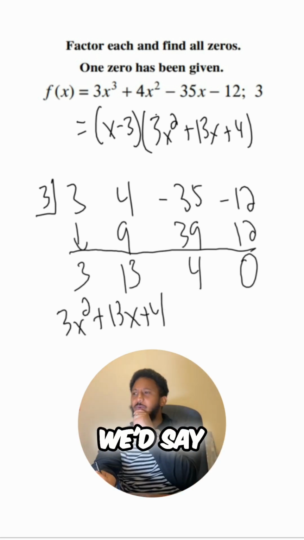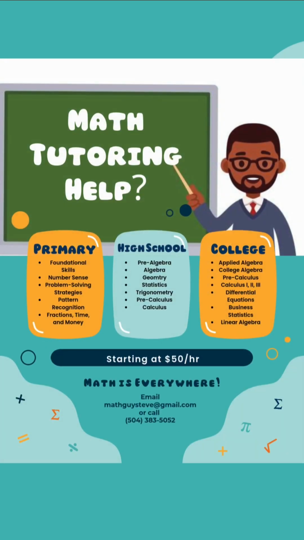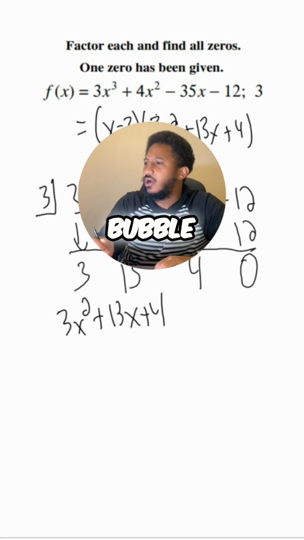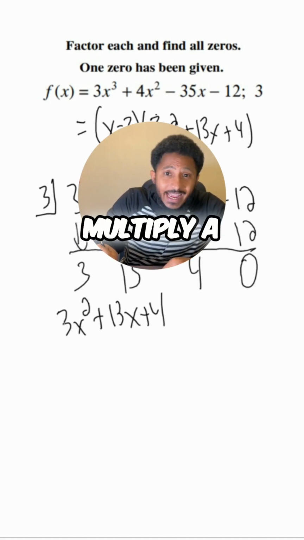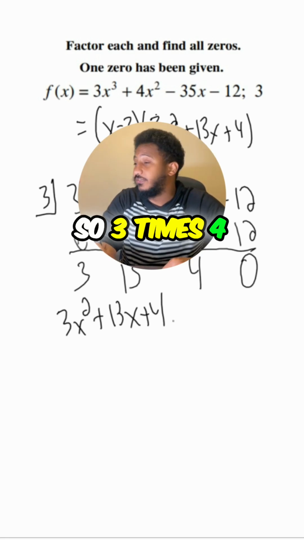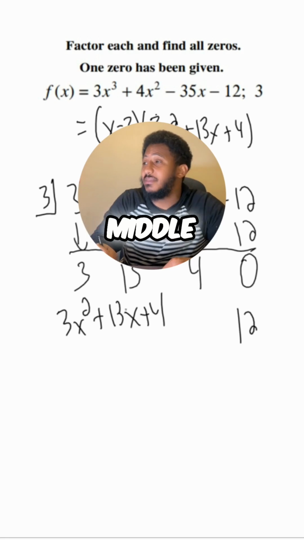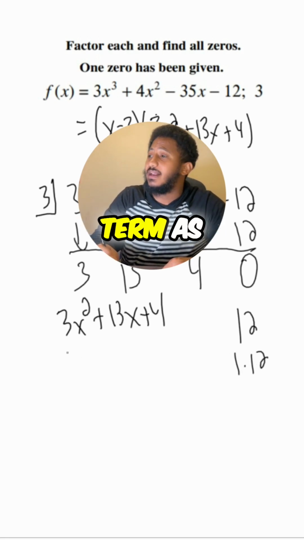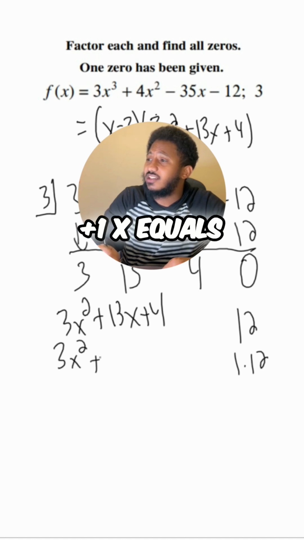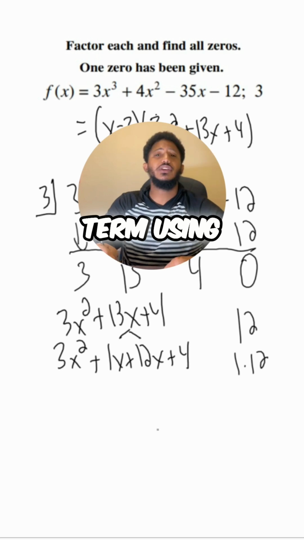To factor that part, since it's a quadratic, if there's a 1 in front, we go straight to that double bubble. Whereas if there's not a 1 in front, we try the AC method. The AC method says multiply A times C, so 3 times 4, we get 12. What numbers multiply to give me 12 and combine to give me the middle, 13? In this case, 1 and 12. So we'll rewrite this middle term as 3x squared plus 1x plus 12x plus 4, rewriting that middle term using factors of AC.